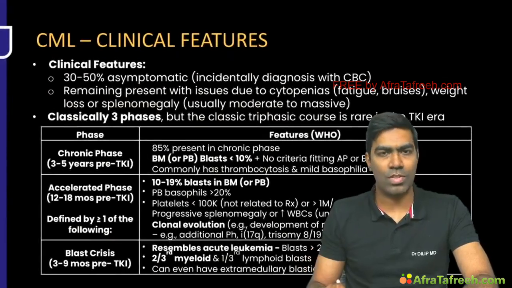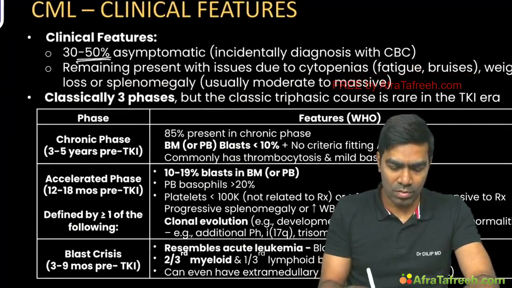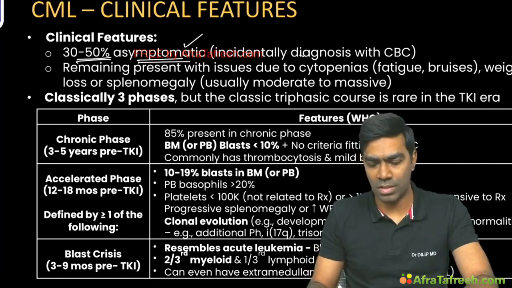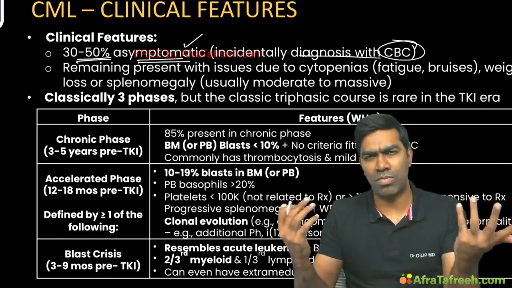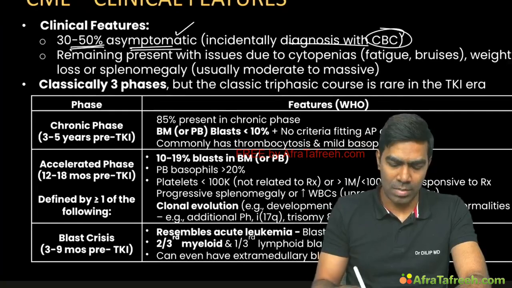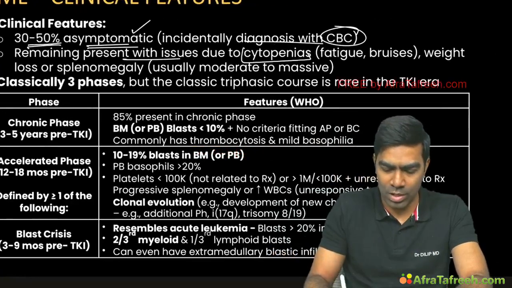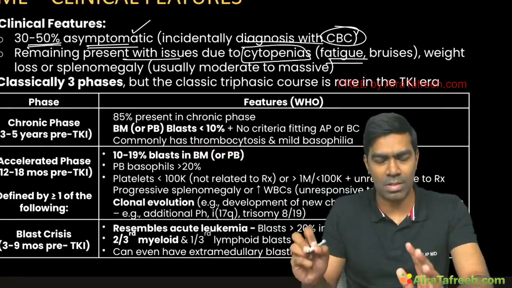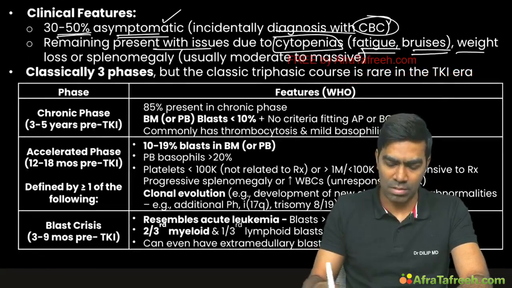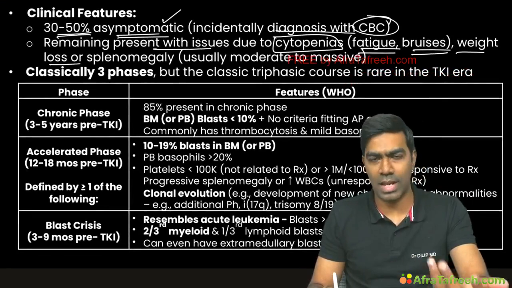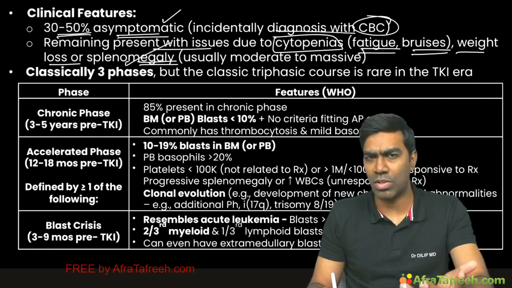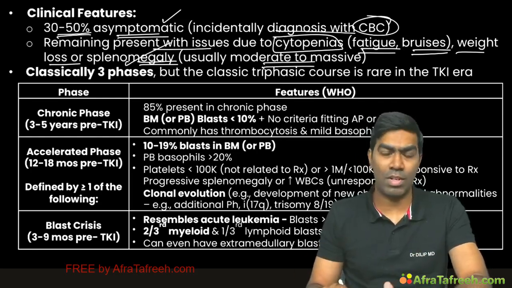Coming to the clinical features of CML. 30 to 50% of the cases will be diagnosed incidentally, which means they will be asymptomatic at the time of presentation, and you're going to make a diagnosis with the help of a CBC done randomly, probably in a master health checkup. The remaining patients are going to present with issues probably due to cytopenias. The most common cytopenia is anemia, so patients can present with fatigue, or patients can have thrombocytopenia that can result in bruising. Patients can present with weight loss just because it's a leukemia, it's a cancer, and patients can present with B symptoms. Patients can present with splenomegaly as well. Most cases of CML are going to have a moderate to massive splenomegaly, everyone knows that.